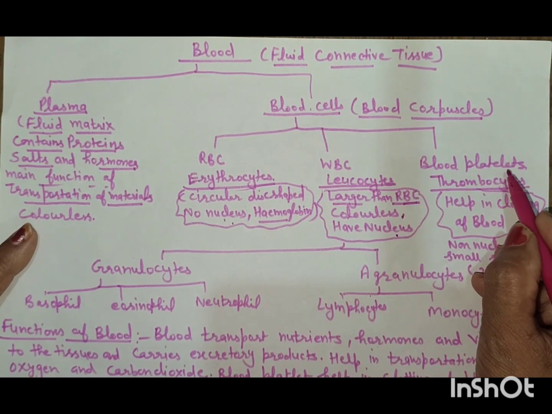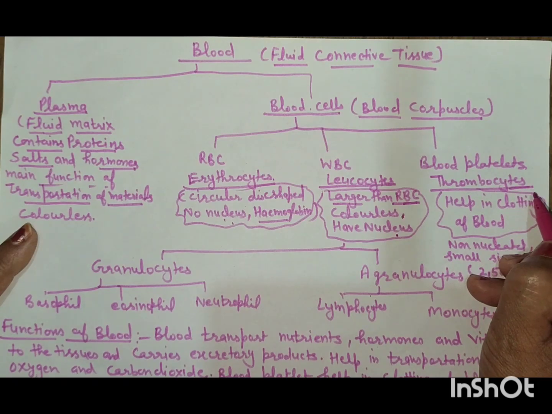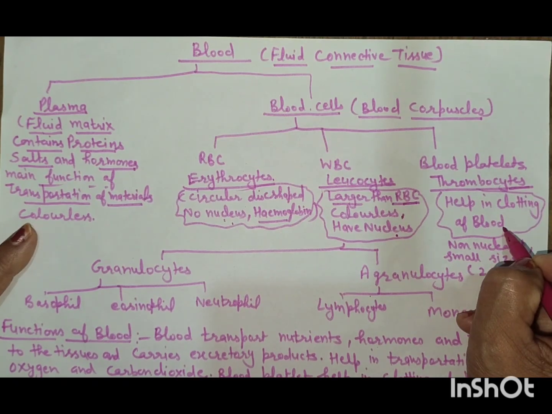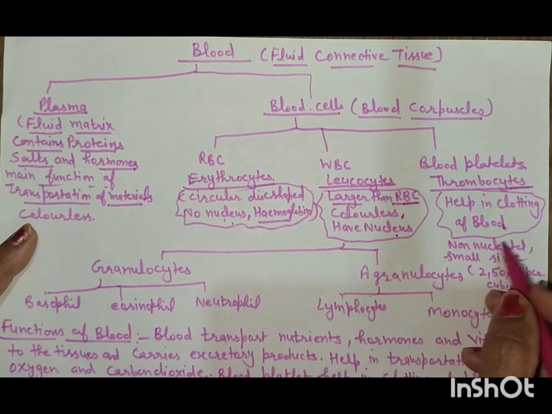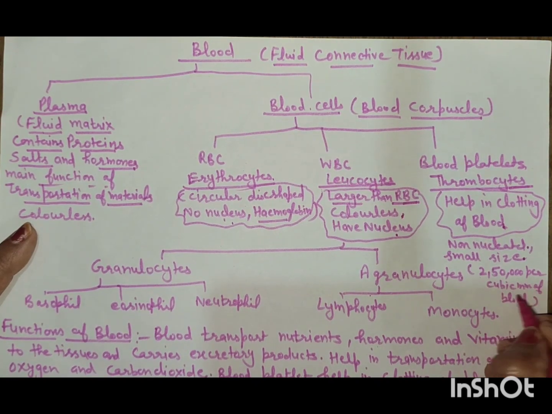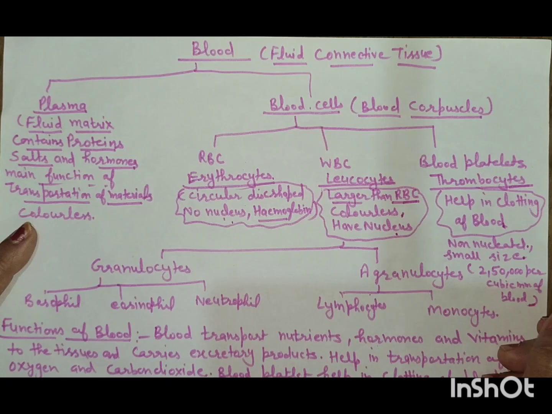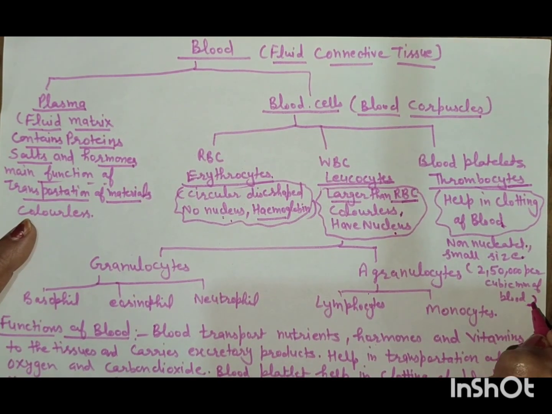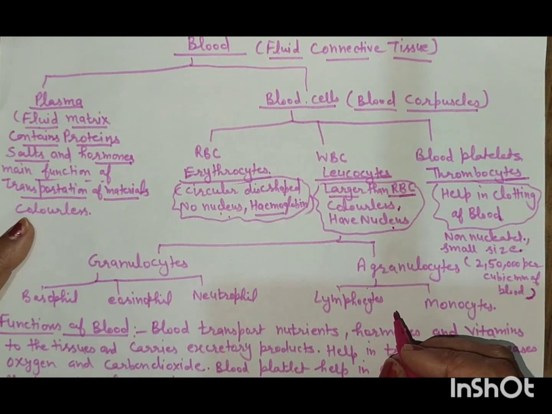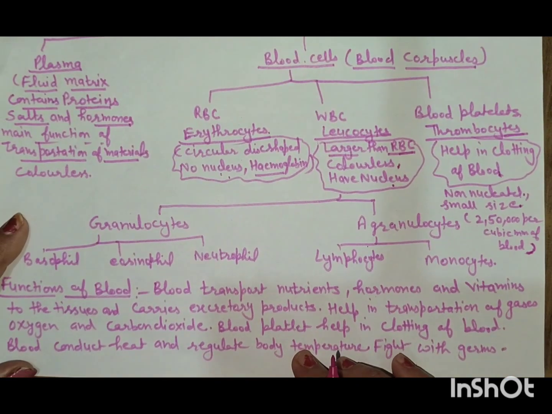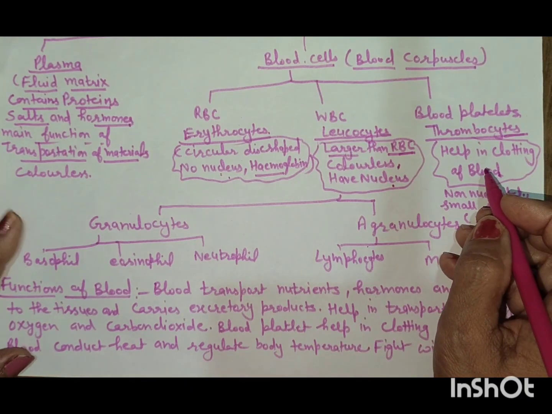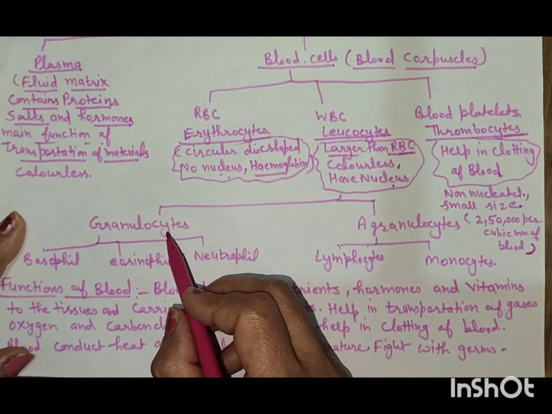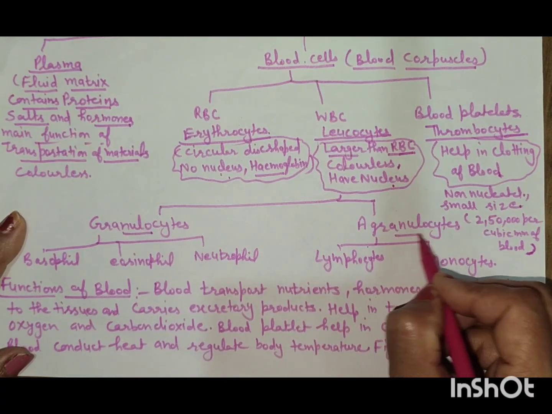Blood platelets are also called thrombocytes, and they help in the clotting of the blood at the time of injury. They are non-nucleated and small in size, and their count is 250,000 per cubic millimeter of blood. When these platelets fall down, a severe condition happens in dengue. Now WBC are of two further types, granulocytes and agranulocytes.